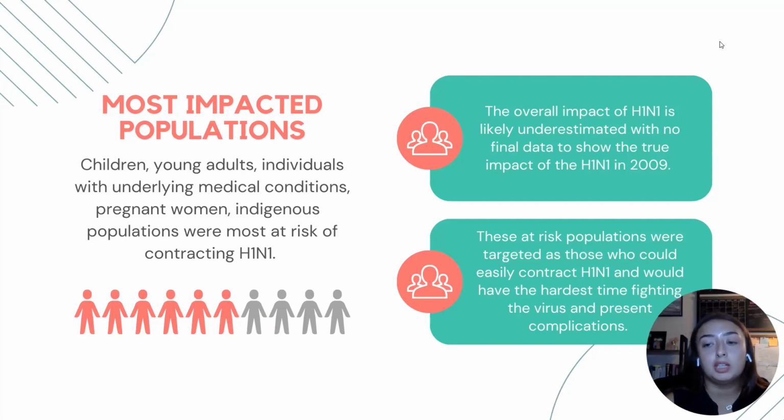These at-risk populations were targeted as those who could easily contract the virus and would have the hardest time fighting it because of their either weakened or developing immune system. So looking at children and even pregnant women who have fetuses, they're currently developing their immune system. Those who have underlying medical conditions, such as those who have cancer or any chronic disease, are going to have a harder time fighting a virus such as H1N1.